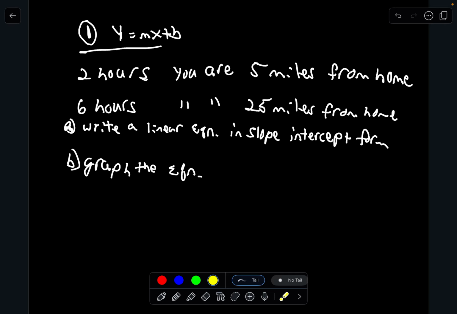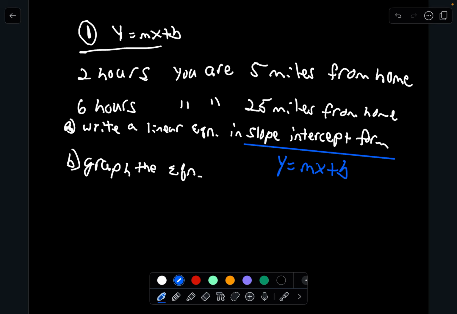Then at 6 hours, you are 25 miles from home. Then it says write a linear equation, and they tell you what form to use: slope-intercept form. So you have to know your forms. Slope-intercept form is y equals mx plus b.